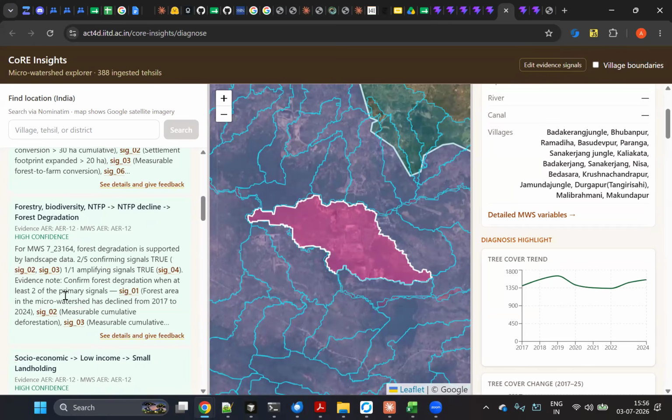Thanks, very nice work. Very interesting. Basically, if the signals are confirmed, then we can run this for all micro watersheds and we can get a scoring of which micro watersheds are seeing some of these compounded, such as forest degradation as well as groundwater stress and rain-fed risk, whatever combination. We can get that. It's just that the interface right now is not set up in that way, but the logic is all there.